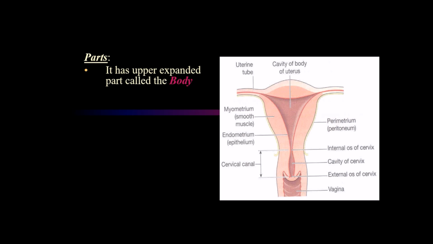Apart from this, the body itself is again divided. The part above the opening of the two uterine tubes, or the fallopian tubes, will be called the fundus. Just below that is the body, and the lower one third will be called the cervix.